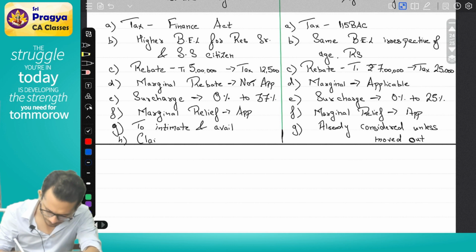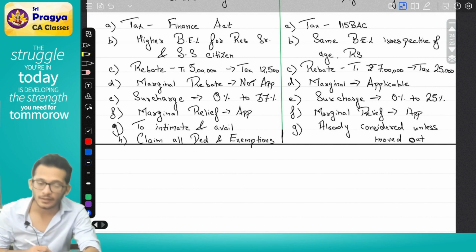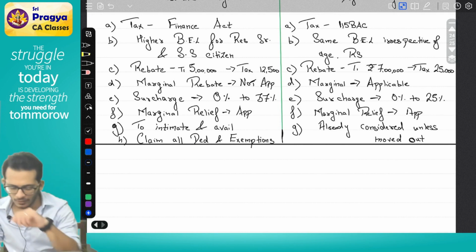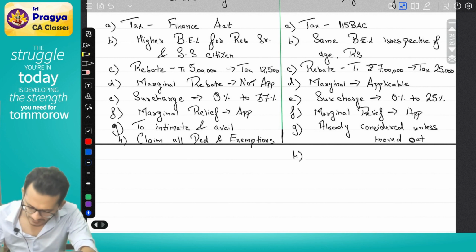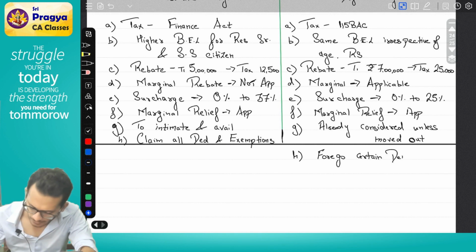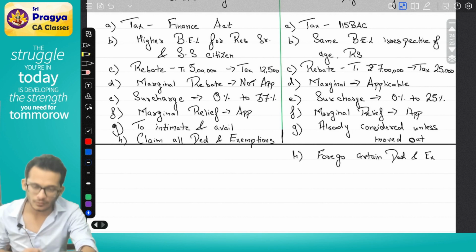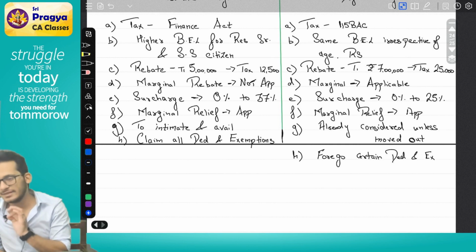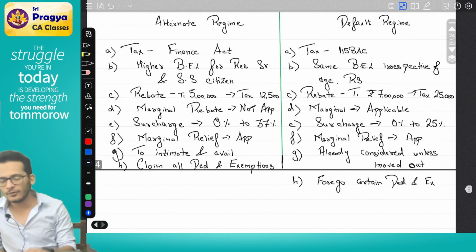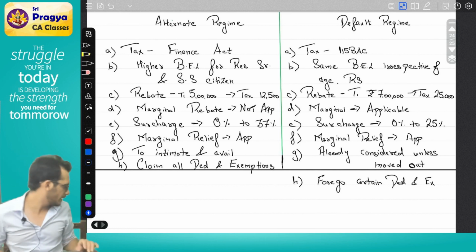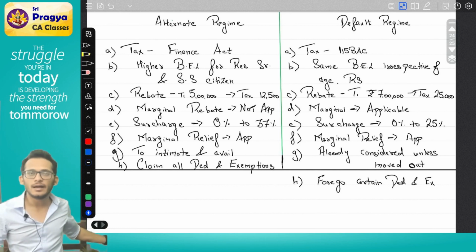So the last difference is that you can claim all deductions and exemptions in the alternate regime, whereas in the default regime, you have to forego certain deductions and exemptions, which means 99% in your default regime, your income will be higher. Yes or no?